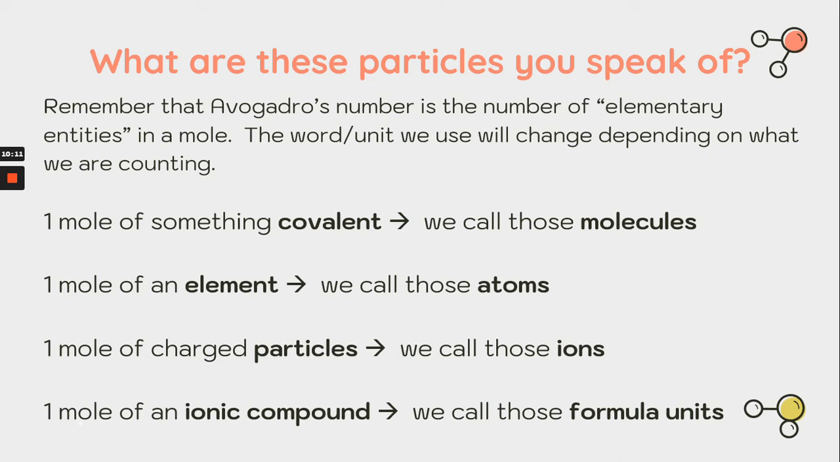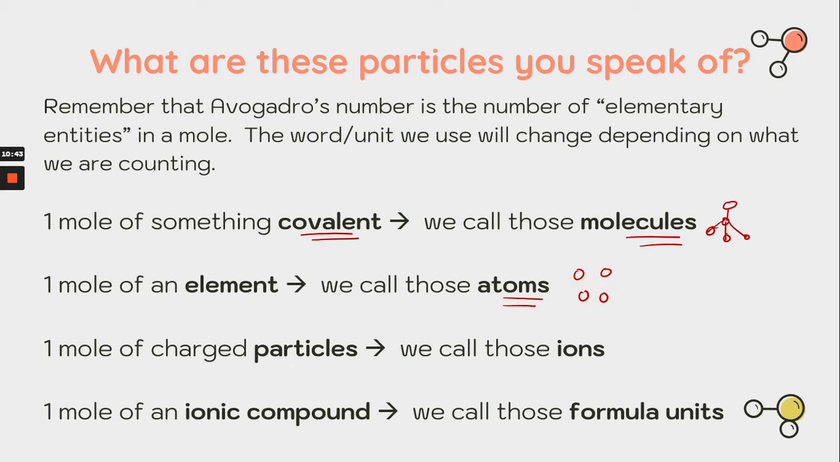But I'm in chemistry, so I'm not doing eggs and donuts and balloons. I'm doing chemistry stuff. What kind of chemistry stuff? Well, I'm doing compounds. If my compound is covalent, I'll use the word molecule because that's technically what it is, right? If I'm using just a plain old element like carbon or sulfur, like in the video, right? I'll use the word atoms because those are singular atoms of a particular element.